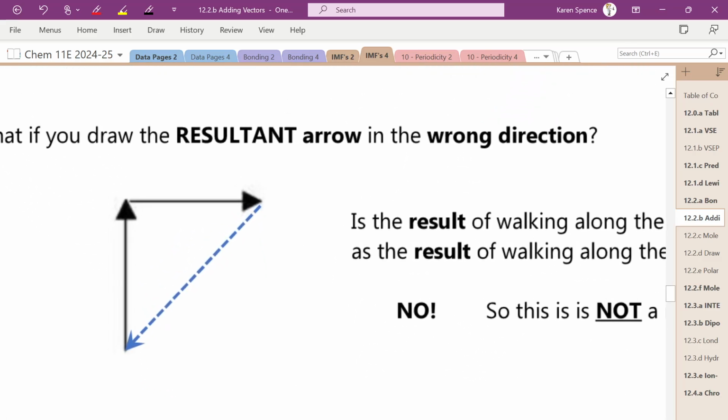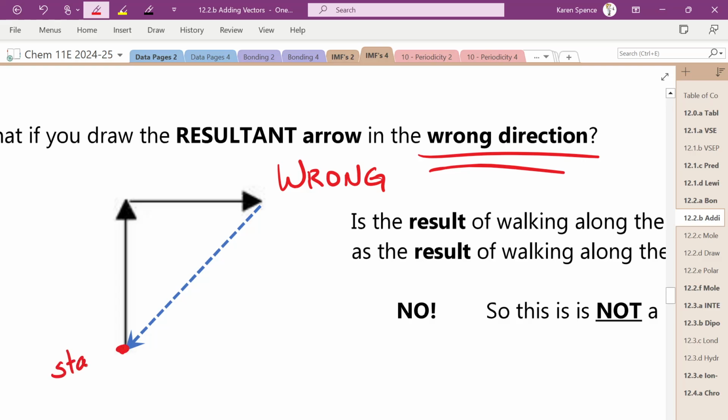Now, what happens if you draw the resultant arrow in the wrong direction? So this is the wrong direction. This is wrong. Okay, if we start here, this is our start, right? We walk. This is our finish. We cannot then say our net walk is from the finish to the start. We want to go from the start to the finish, not from the finish to the start. So this would be our net, okay?